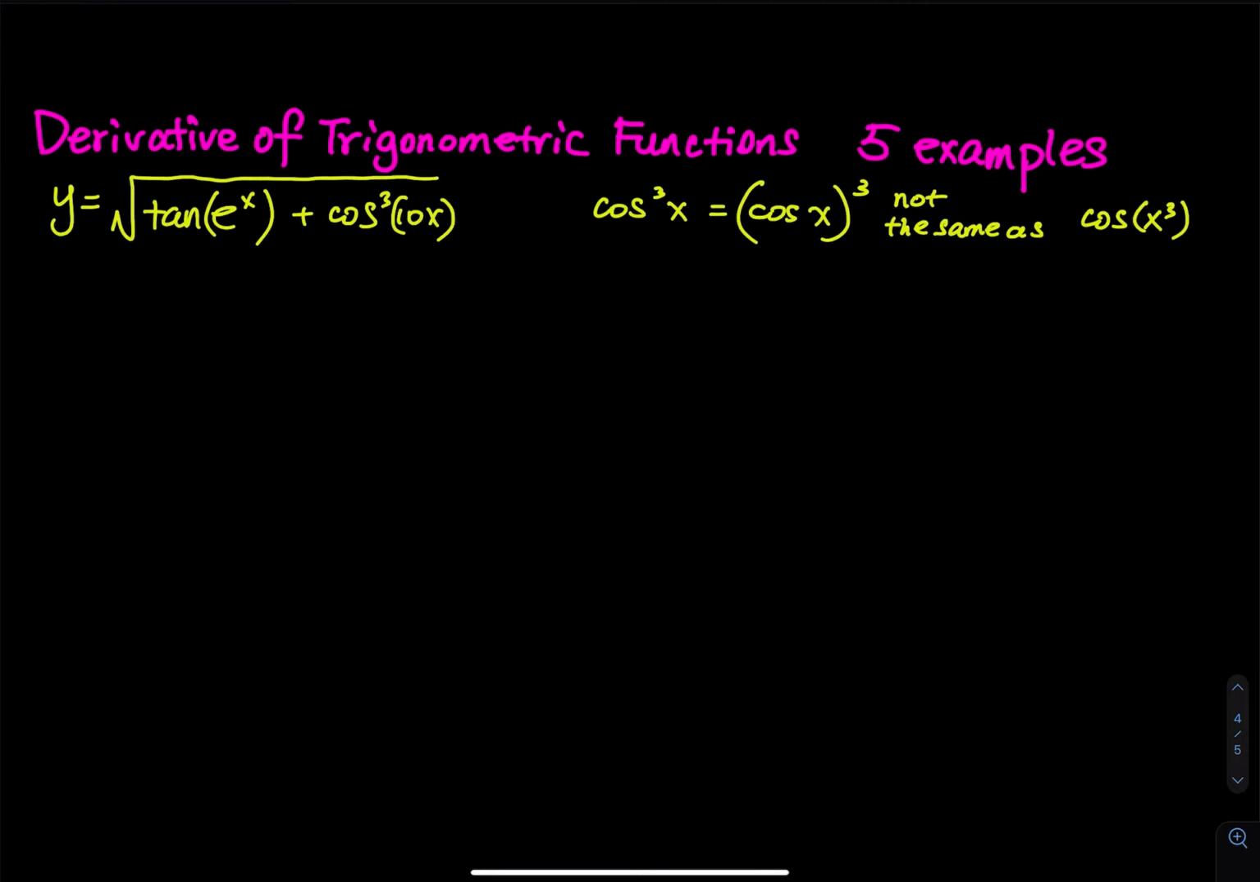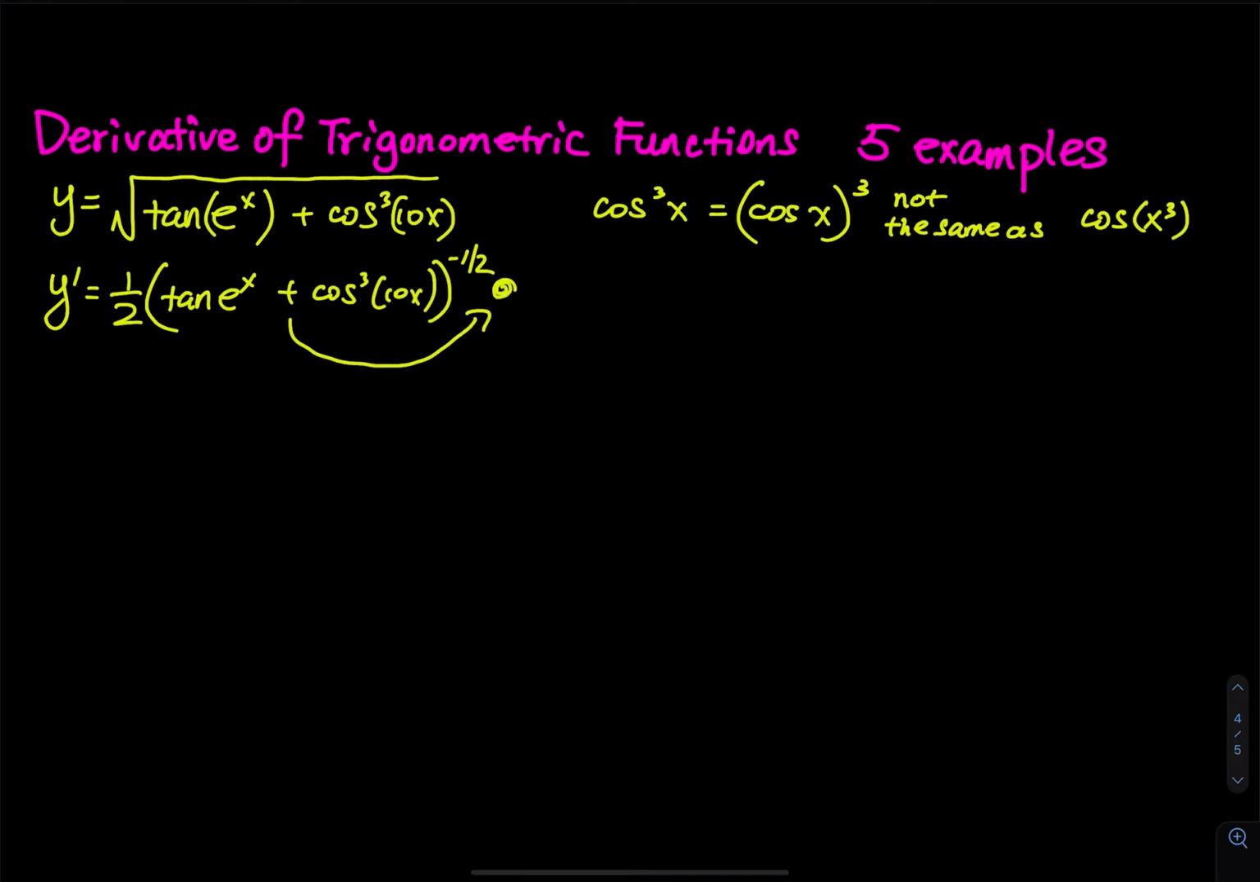Okay, let's go straight to the derivative. So the square root is 1/2 power. So when you do y prime, I will just bring the 1/2 power down, and then everything is now raised to negative 1/2 power. And then we have tangent e to the x plus cosine to the third power 10x. So what's the derivative of that? The derivative of this by chain rule. The tangent e to the x, the derivative of tangent is secant e to the x, and then the derivative of e to the x is still e to the x.